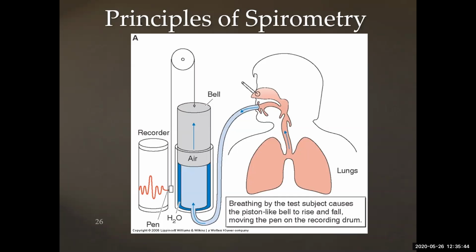So this just kind of gives you breathing by the test subject causes the piston-like bell to rise and fall, moving the pen on the recording drum. So it's kind of like a pulmonary function test, and they're going to measure how that exchange of air is. So if somebody is able to maintain certain conditions. So often before this is a spirometry, before like going under anesthesia, they might want to measure that.